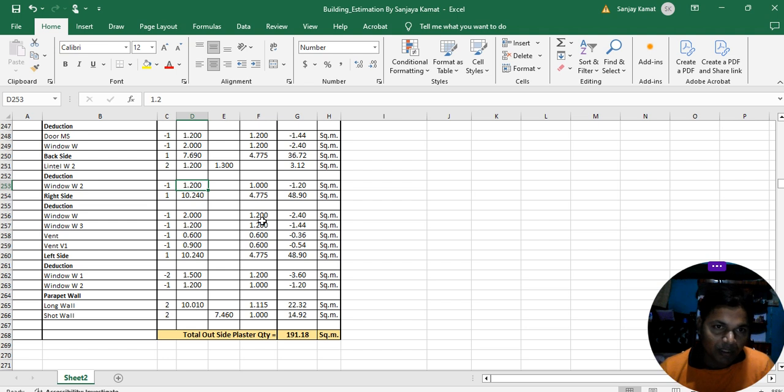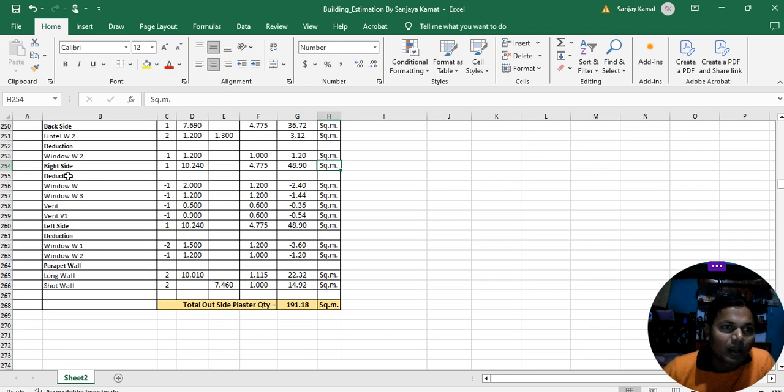See, now for this window W2, the length is minus 2, and if you multiply these three terms, you will get minus 1.20 meter square as the deduction. On the right side, after multiplying these three terms, you will get the area in meter square. Multiply these three terms. If it does not come, then I will teach you again. Okay, and this right side we have done.